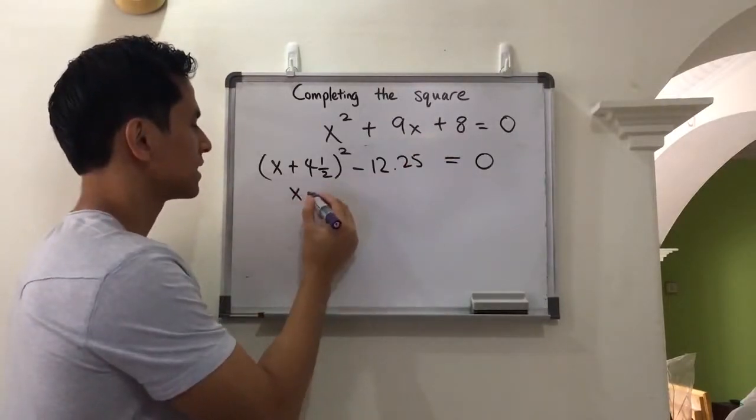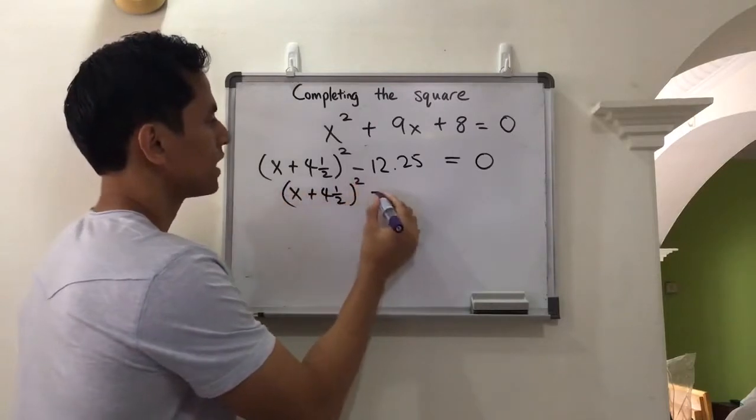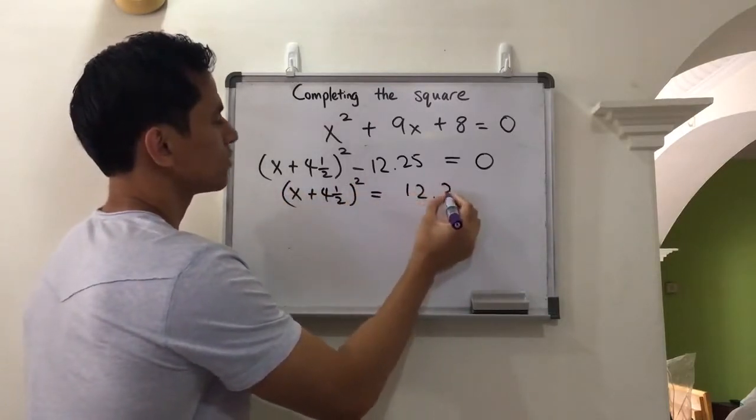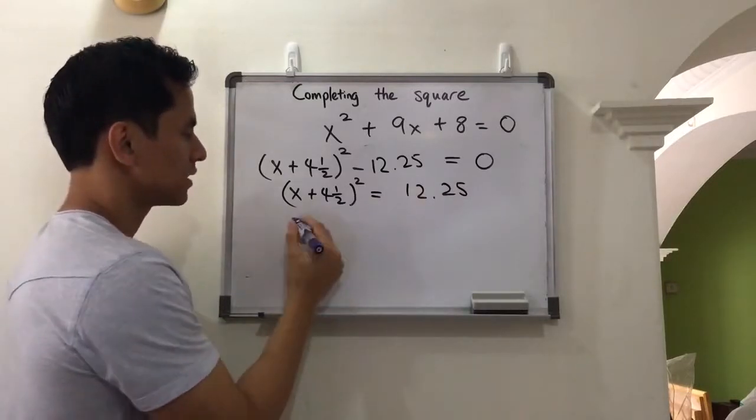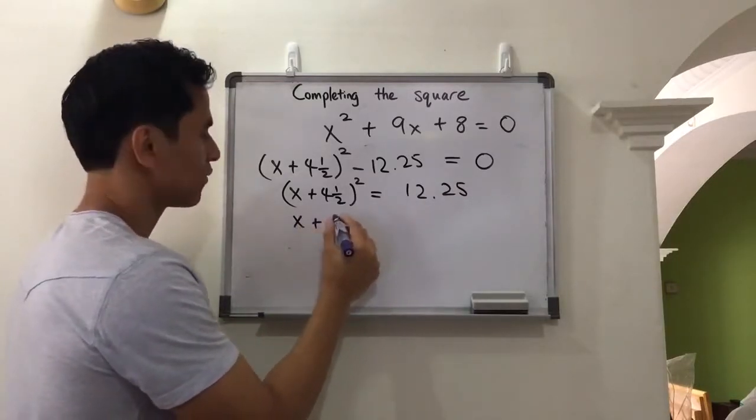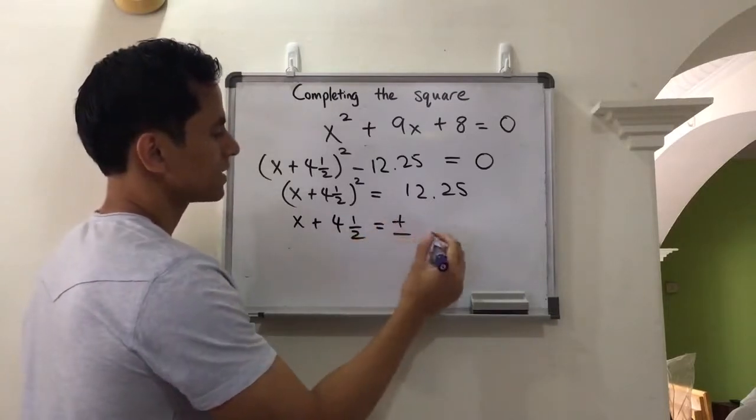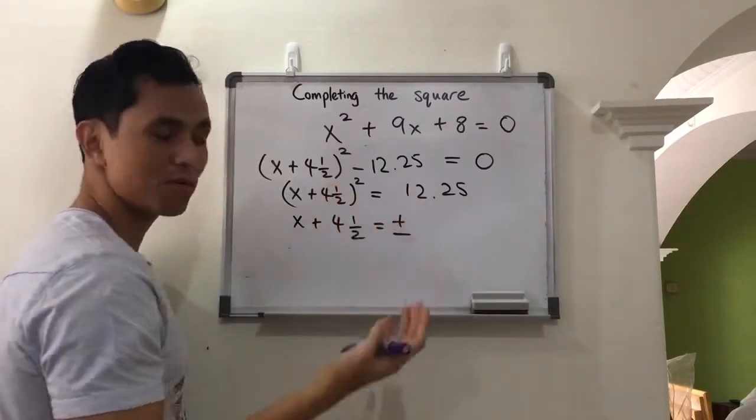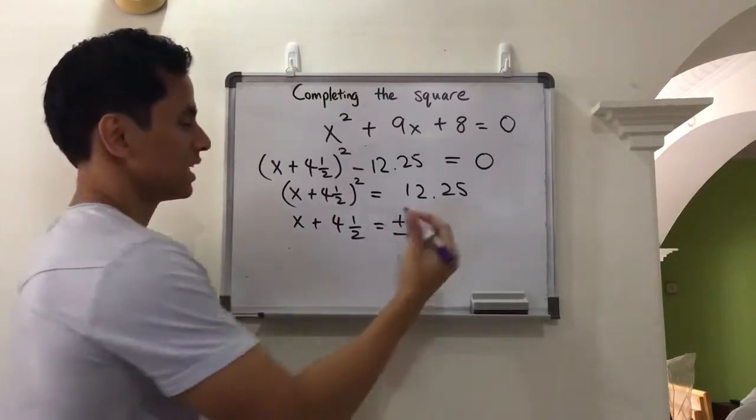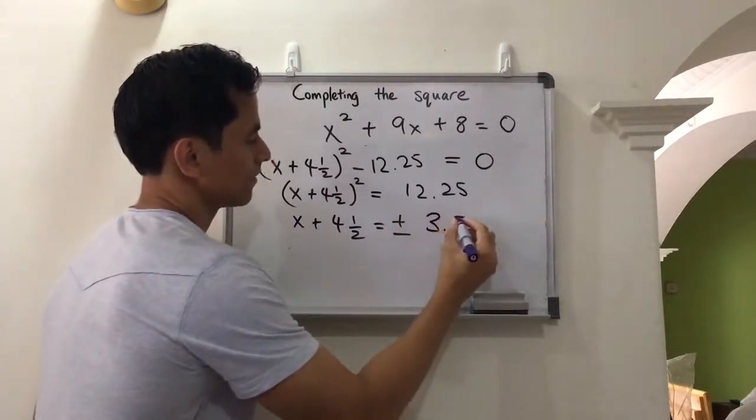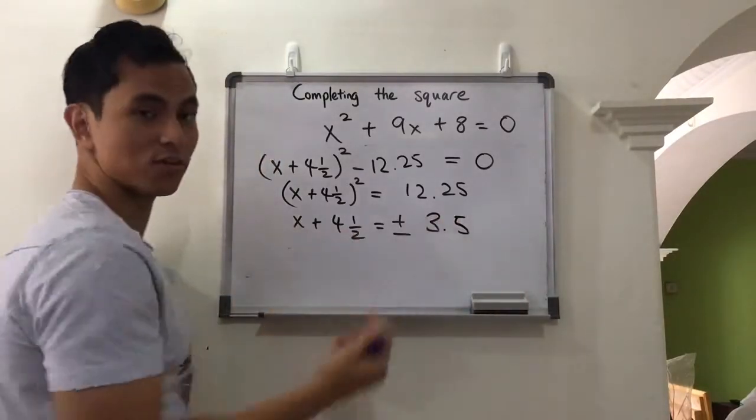So we have (x + 4.5) squared equals 12.25. And then I want to square root both sides. So this gives me x + 4.5 equals plus minus the square root of 12.25. And the square root of 12.25, I have calculated separately, is just 3.5. Okay, so hence I'm just going to go ahead and solve, right?